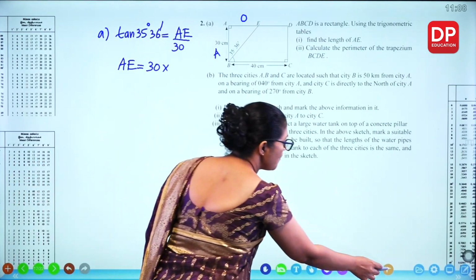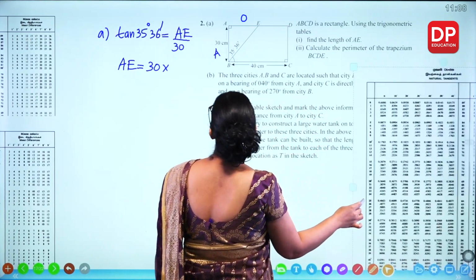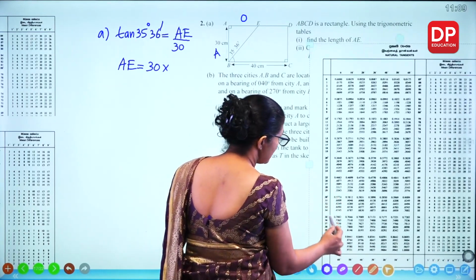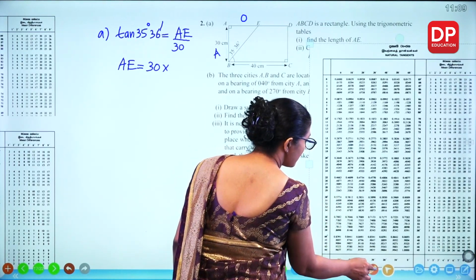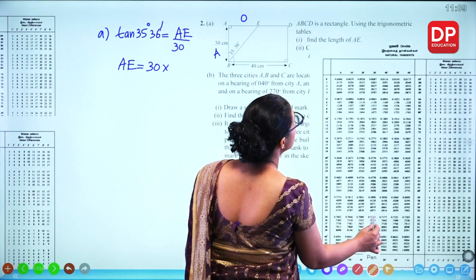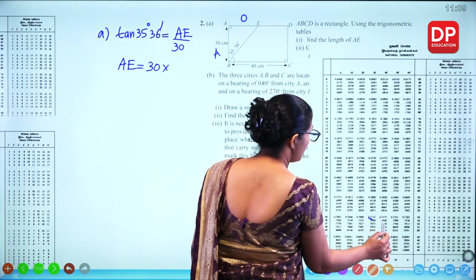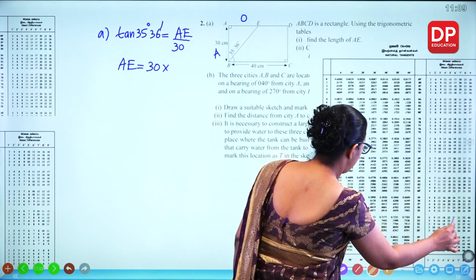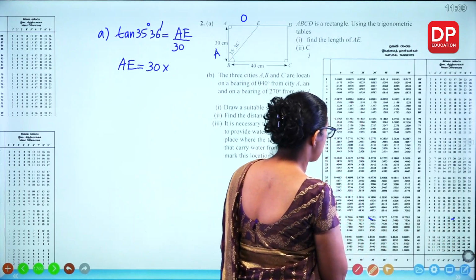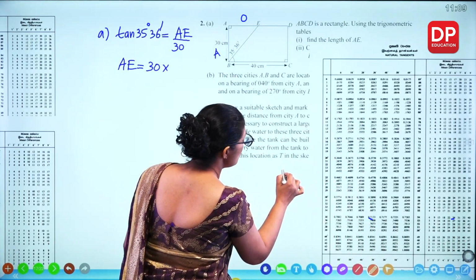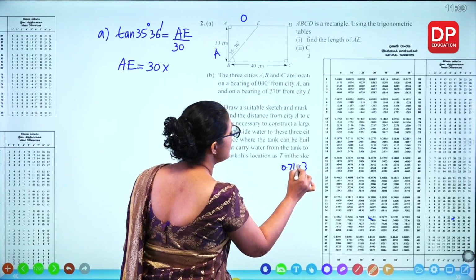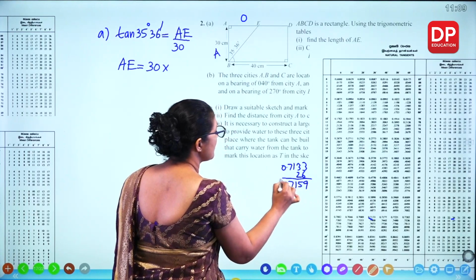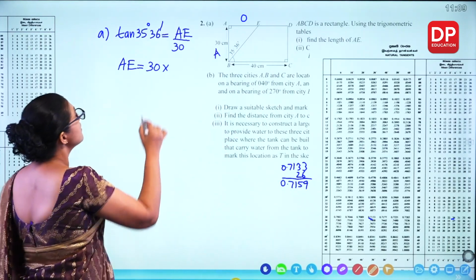So we'll look at the tan value. Tan 35, 36. 35, 30 is this value. 6 is 26. So we need to add 26 to 0.7133. Add 26. 0.7159.